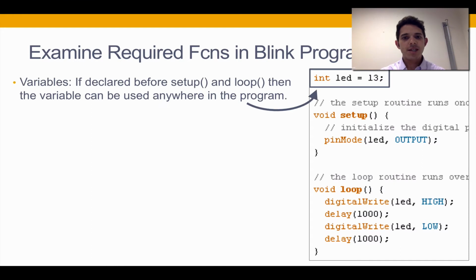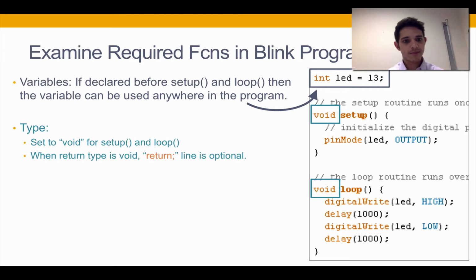Okay. So first, you'll notice that we have some variables that are, in this case, declared before the setup and the loop commands. So these will be global type variables that can be accessed in the setup function and the loop function or anywhere else inside the program. So in this case, I'll define this variable LED of type integer and assign to it the value 13.